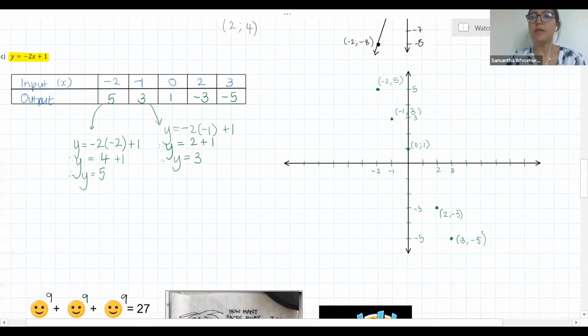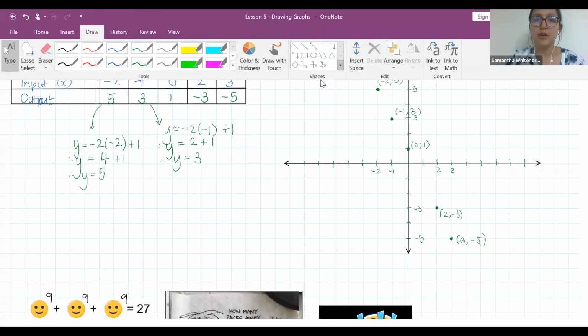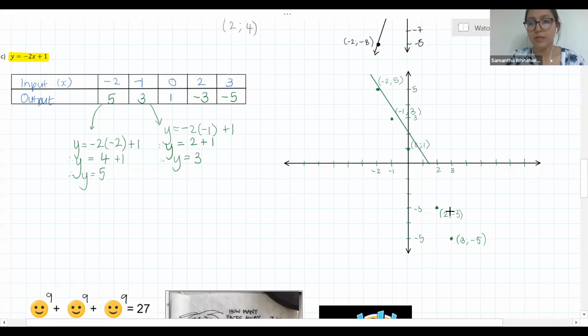Okay, so now we can go and join our dots. Again, we can see that it's going to create a straight line for us. And so joining my dots, I get this beautiful straight line graph.